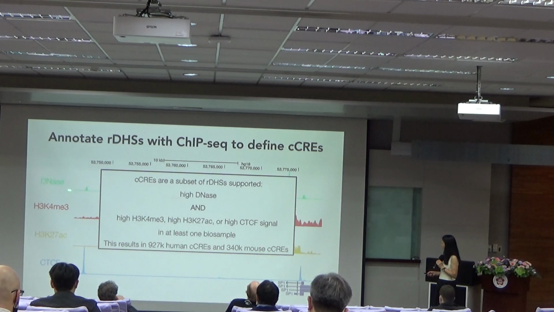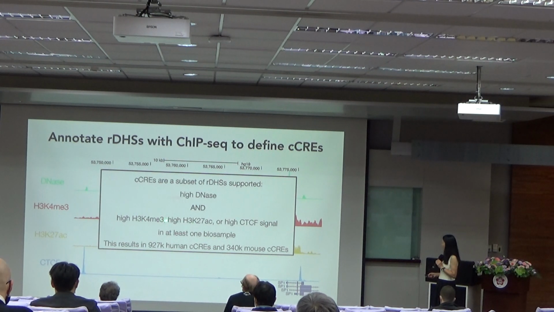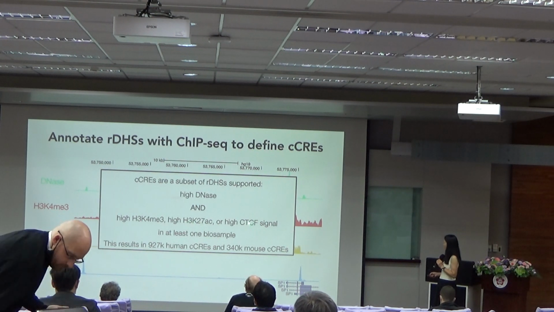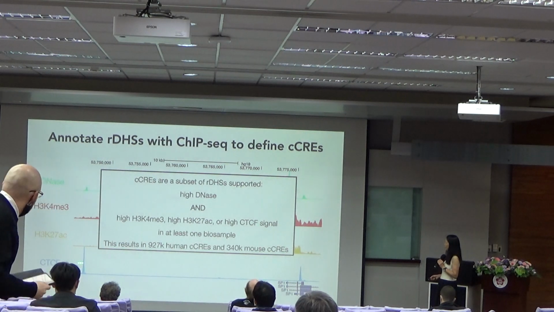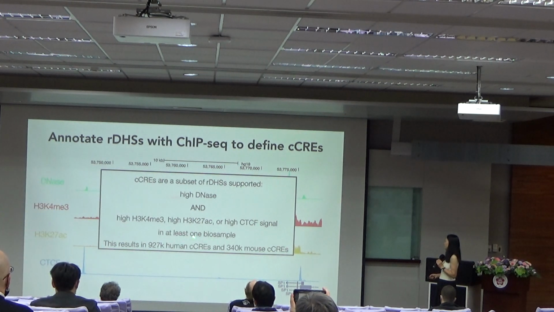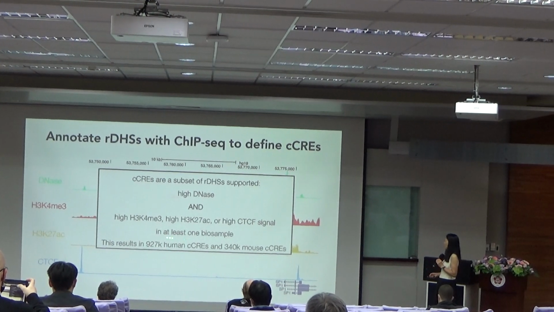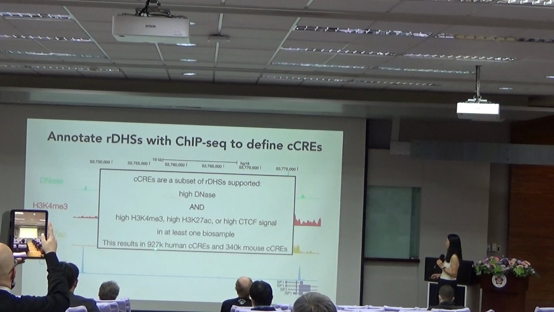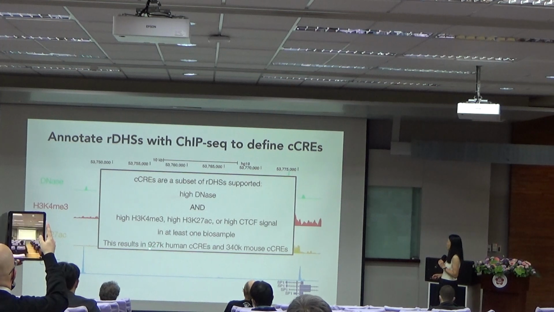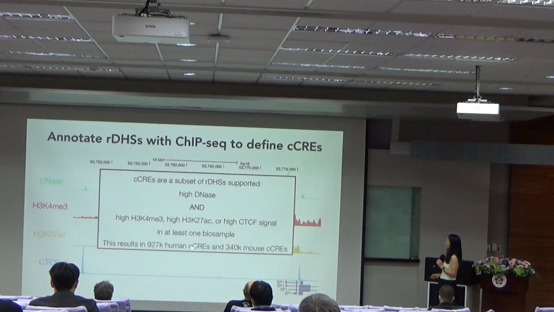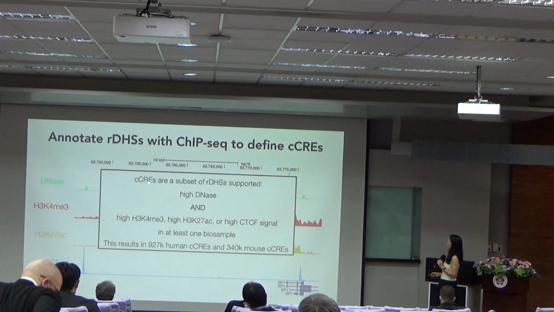We first define these open chromatin regions, and then we combine the definition with 2 additional types of histone marks to define promoters and enhancers, and then CTCF binding to define insulators in at least one biosample. So ENCODE has over 1,000, about 1,500 human biosamples. And for phase 3, the Nature paper I showed earlier, we defined roughly 1 million human candidate cis-regulatory elements.